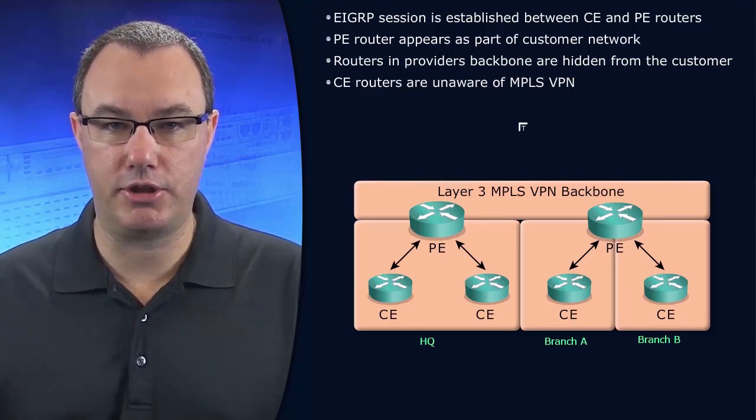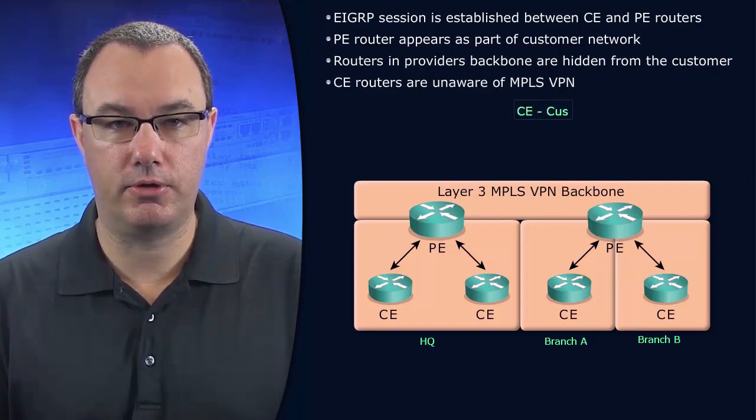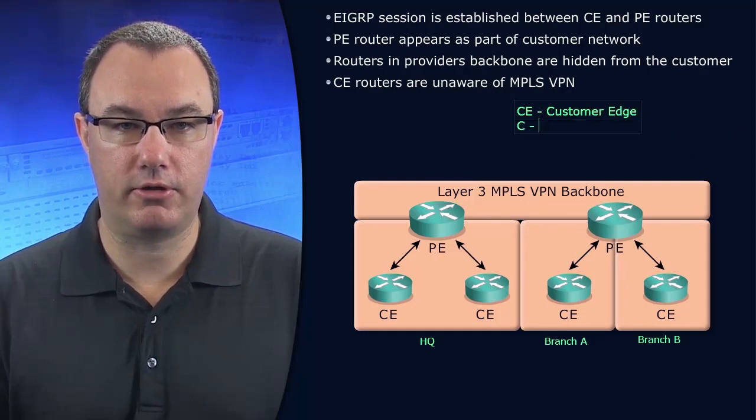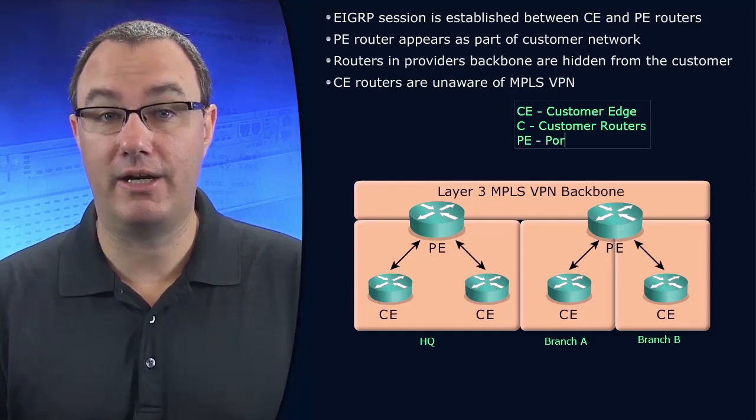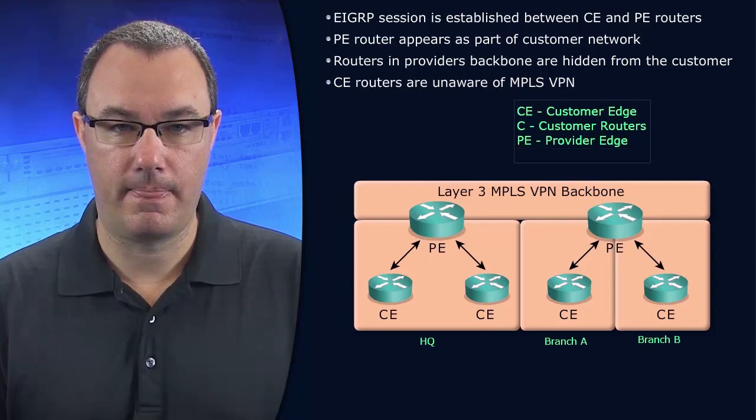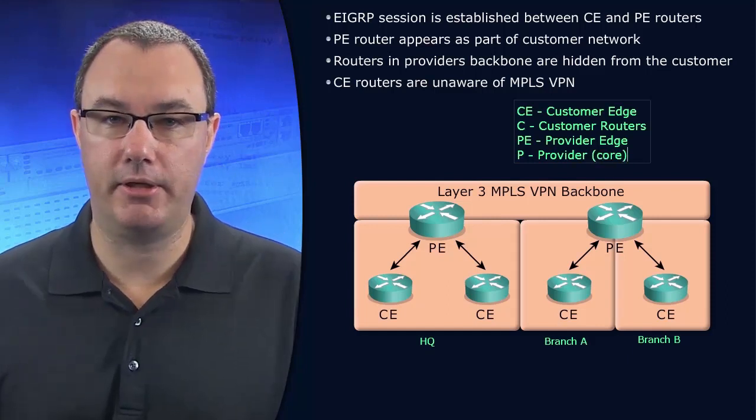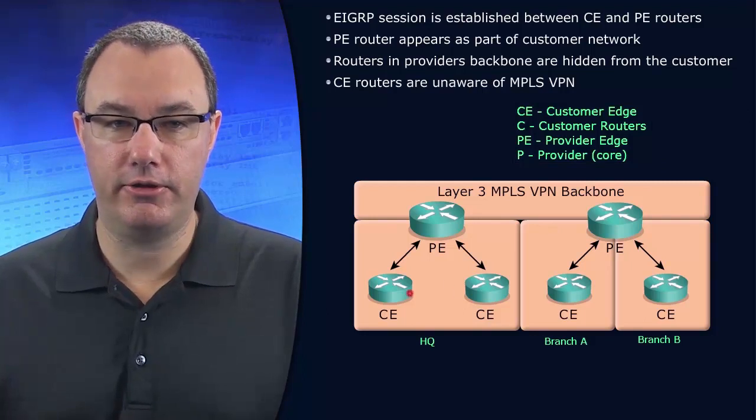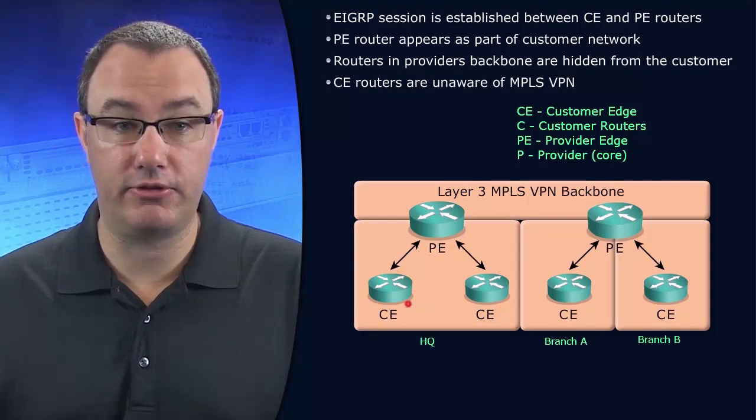I want to give you a legend. CE routers are customer edge. C routers are customer routers. PE, provider edge. And P, provider. You could think of that as a core router in the MPLS domain. We own the CE routers, as well as the C routers.